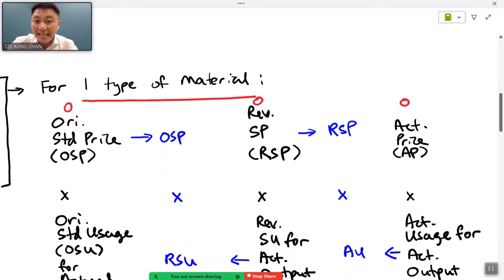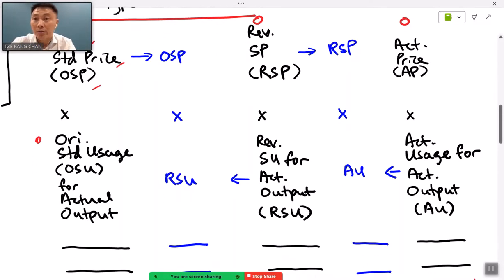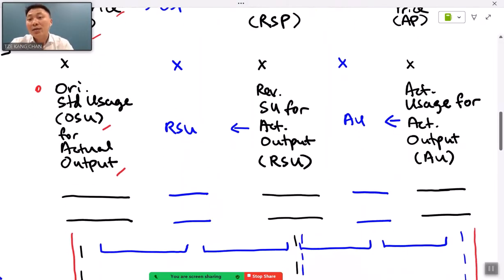These are the three sets of information that one is required to pick up from the information provided in the exam question. The first column indicates the calculation of the original budget based on the original standard price, let's call it OSP, which would then be multiplied with the original standard usage based on actual output, let's call it OSU. These products will give rise to the original budgeted cost for material.